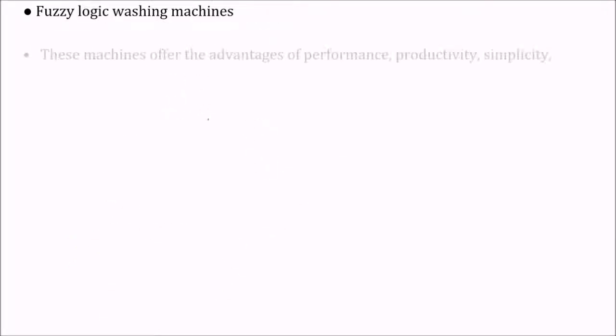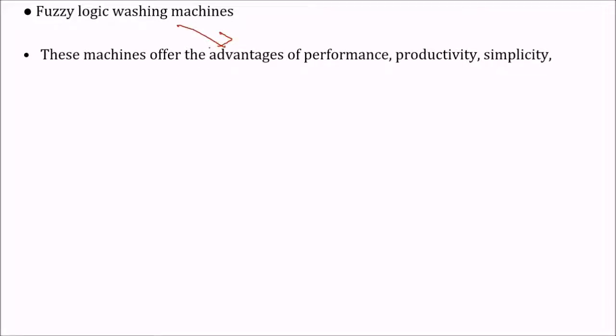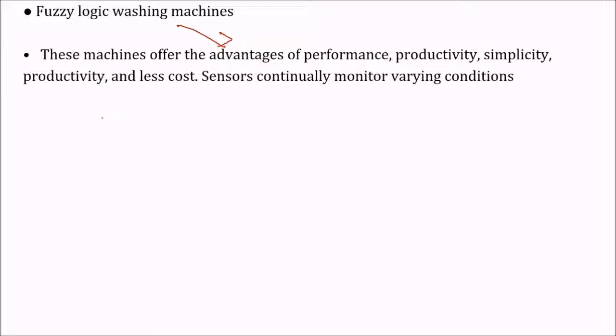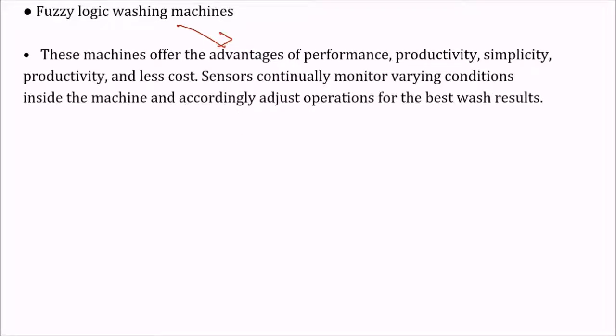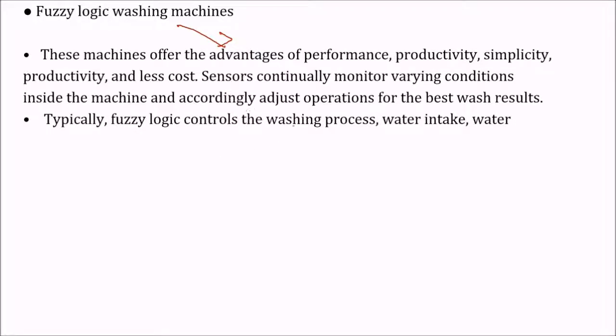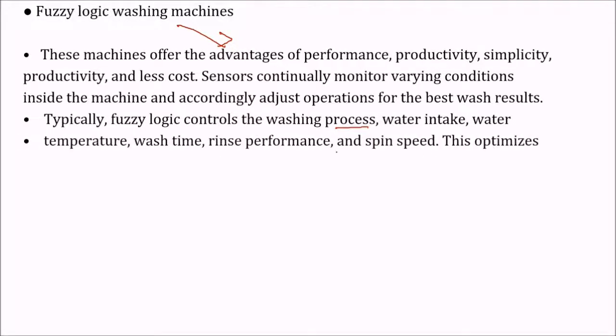Fuzzy logic in washing machines. These machines offer the advantages of performance, productivity, simplicity, and less cost. Sensors in the fuzzy system continuously monitor varying conditions inside the machine, and they adjust accordingly for your best wash. Typically, fuzzy logic controls the washing process, water intake, water temperature, wash time, rinse performance, and spin speed. So what it does is optimize the lifespan of the washing machine.